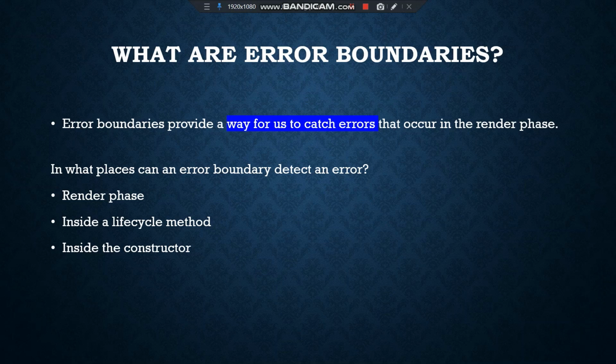Next question is, what are error boundaries? So error boundaries provide a way for us to catch errors that occur in the render phase. The question arises, in what places can an error boundary detect an error? So below you can see on the screen: render phase, inside a lifecycle method, inside the constructor.